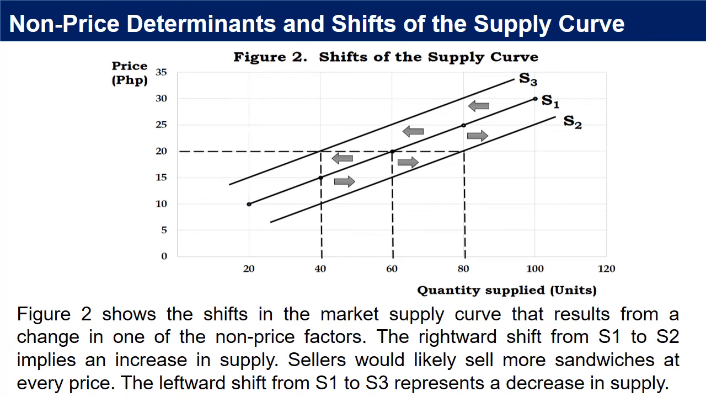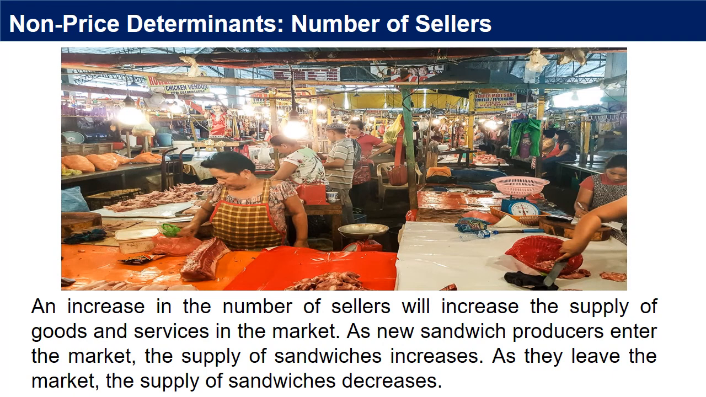An increase in supply is an increase in the number of units that sellers would sell at each and every price. The leftward shift from S1 to S3 represents a decrease in supply. Sellers would choose to sell fewer sandwiches at each and every price. For example, they would choose to sell 40 instead of 60 sandwiches at 20 pesos. A decrease in supply is a decrease in the number of units that sellers would sell at each and every price. An increase in the number of sellers will increase the supply of goods and services in the market.